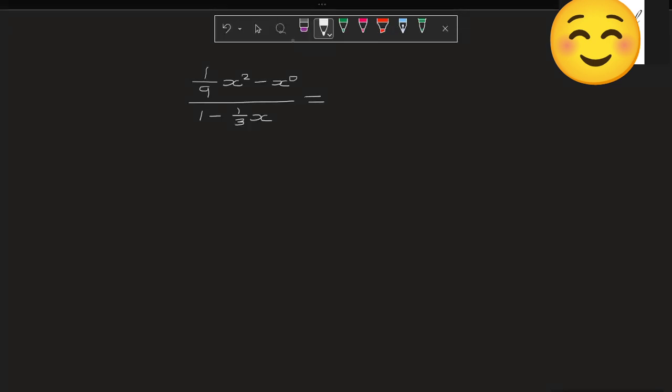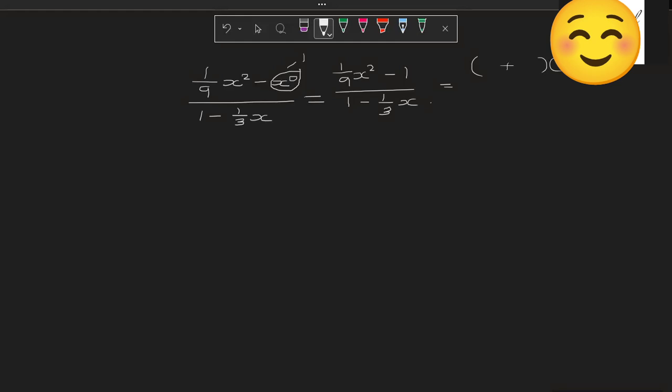The top part is the difference between two squares. So anything to the power of 0 is always 1. So what are we going to have? We're going to have 1 over 9 x squared minus 1 over 1 minus 1/3, 1 over 3 x. So now it's a difference between two squares. 9 is a square number. 1 is a square number. So square root.